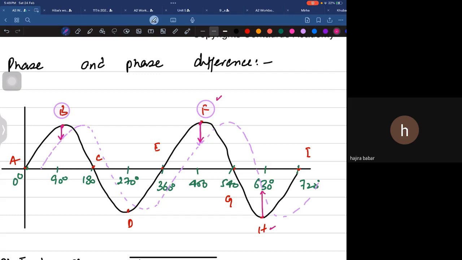Yes, Hajra, everything is clear. Alameen, Fiza, Shazib.